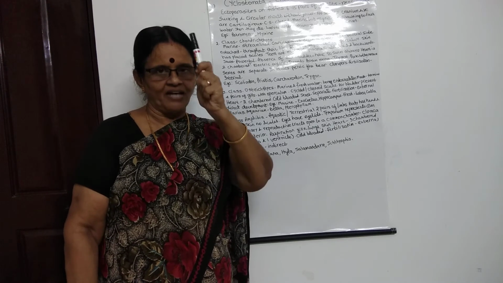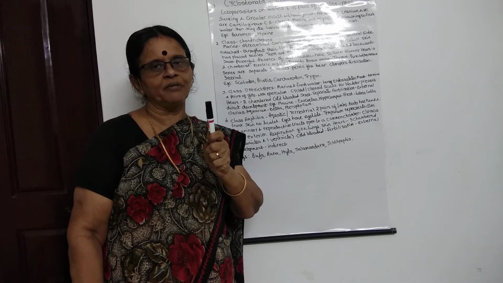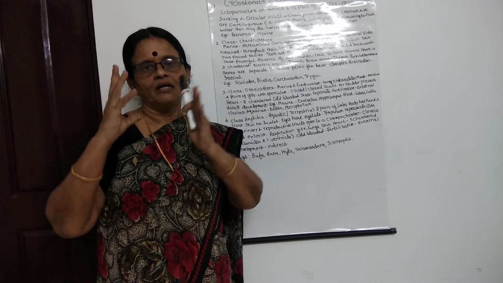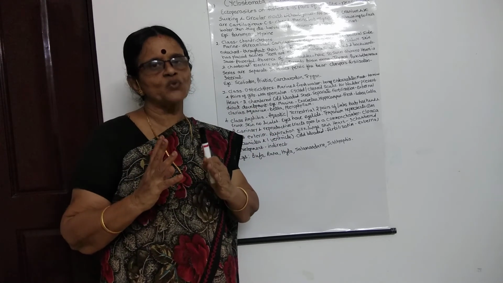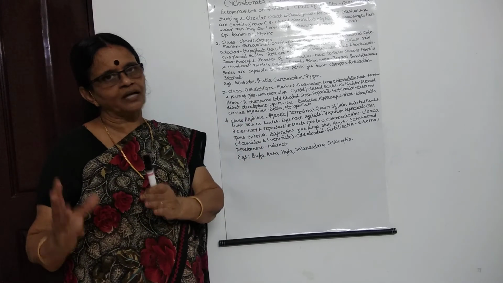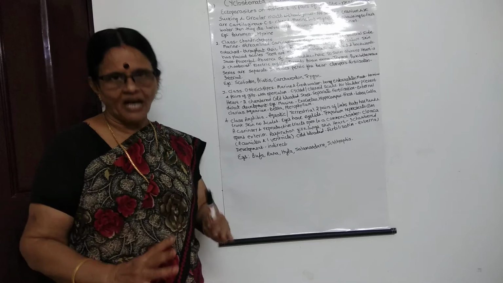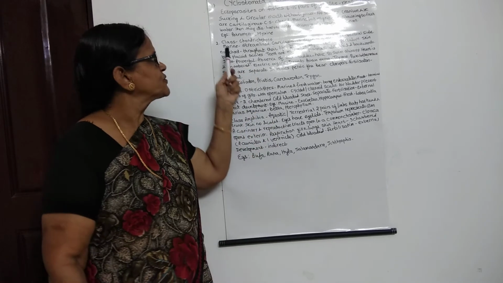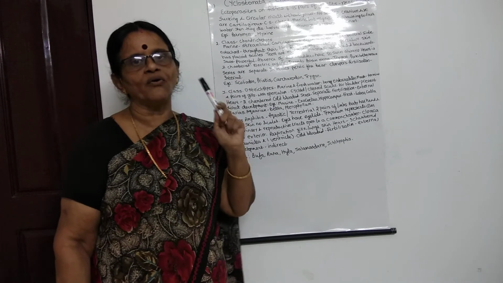We said the two divisions of Vertebrata are Agnatha and Gnathostomata. Gnathostomata has superclasses: one is Pisces, another is Tetrapoda. Pisces again has two classes, Chondrichthyes and Osteichthyes. So the next class is Chondrichthyes.